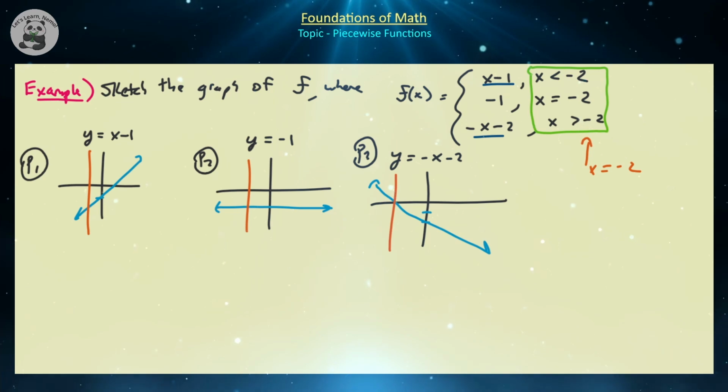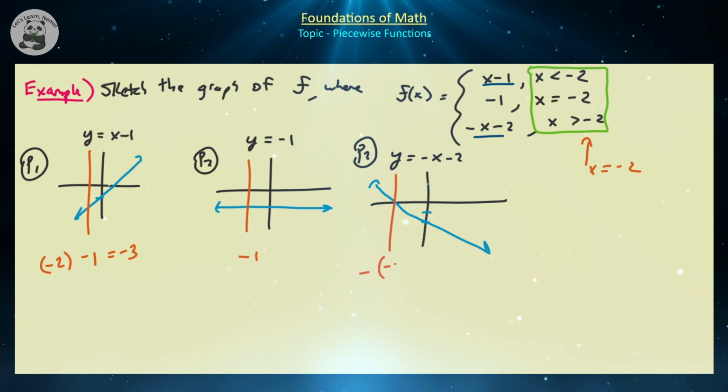So when x is equal to minus 2 in piece number 1, we have minus 2 minus 1, which is going to be equal to minus 3. We have, for example, minus 1 for all x values there. And then we have minus x minus 2, which is the same as 2 minus 2, which is going to be equal to 0. Right? So this y value here is going to be equal to minus 3.